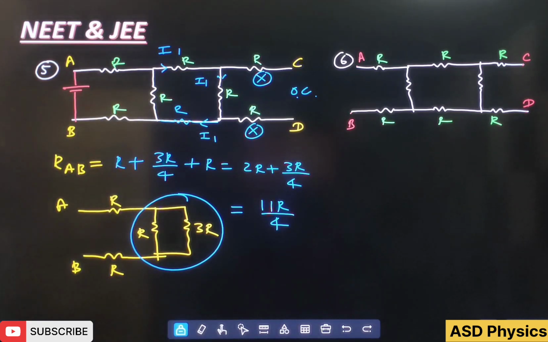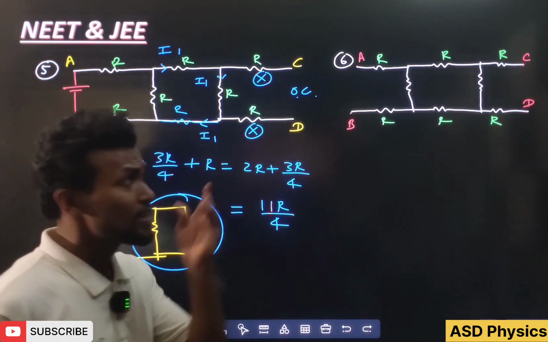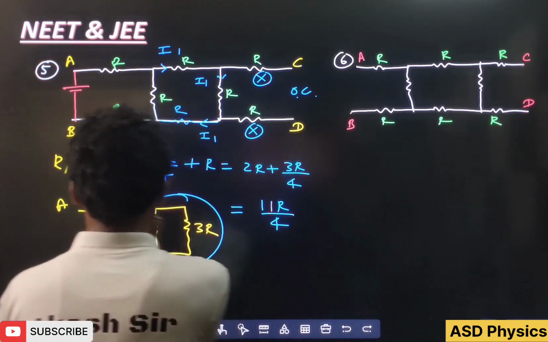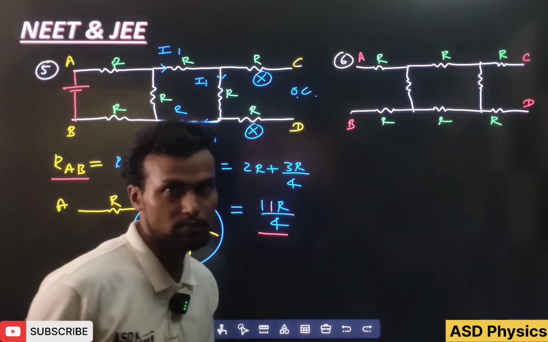Okay, so remember that across point AB, when we are seeing, these two resistors will cancel out because their current will not flow, and when you apply a little bit of the current concept, you will get the answer. Okay, and here students, see here RAB, we have got 11R by 4, is it?